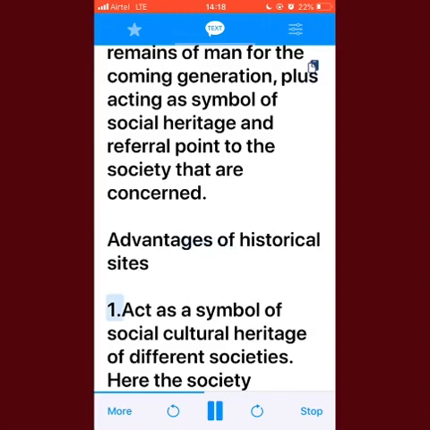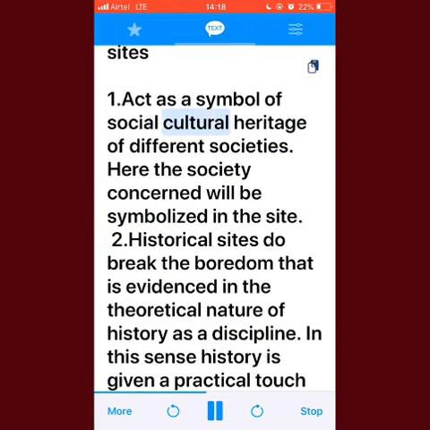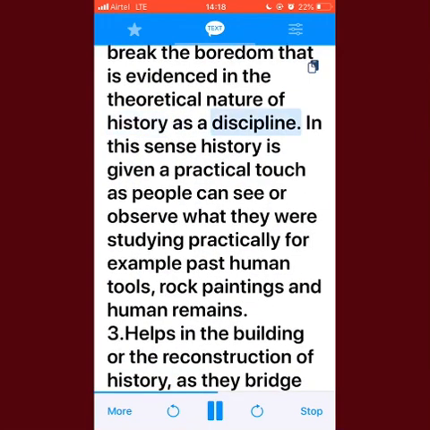1. Act as a symbol of social cultural heritage of different societies. Here the society concerned will be symbolized in the site. 2. Historical sites do break the boredom that is evidenced in the theoretical nature of history as a discipline. In this sense, history is given a practical touch as people can see or observe what they were studying practically, for example past human tools, rock paintings and human remains.